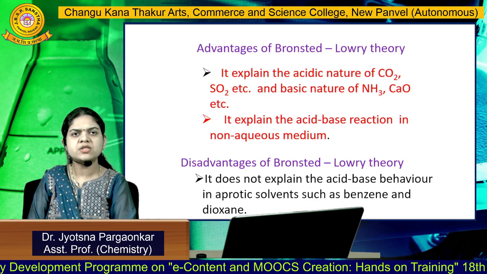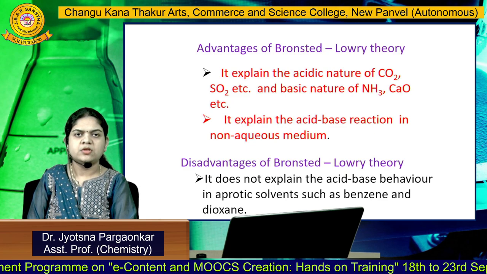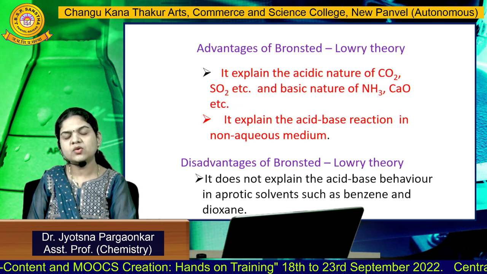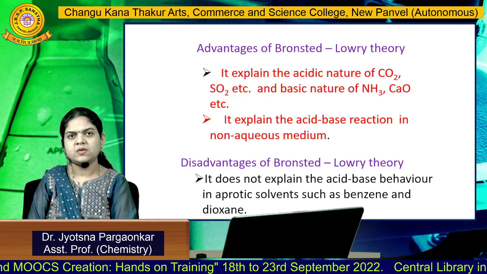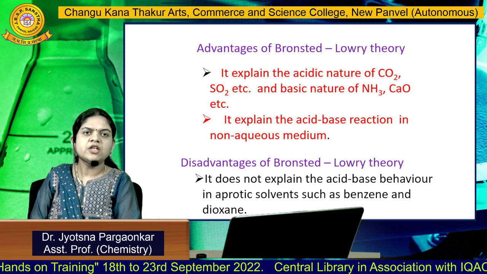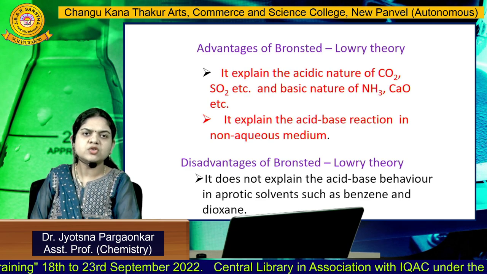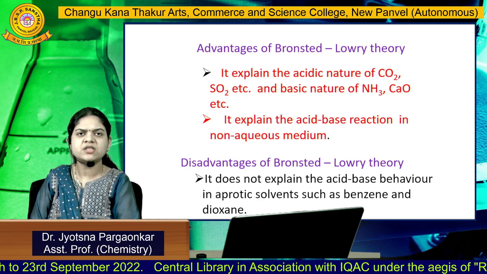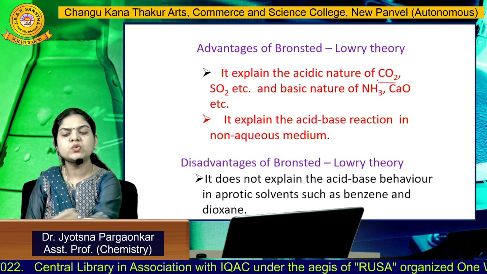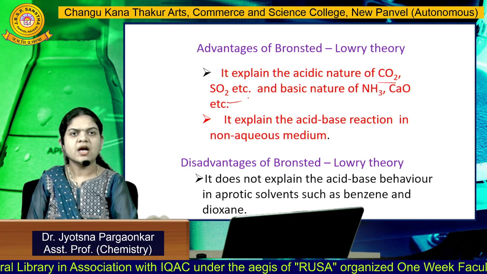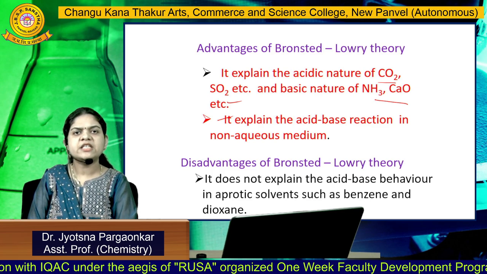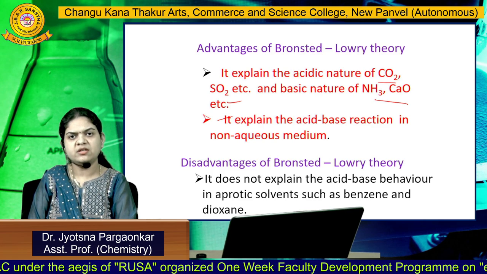Advantages of the Lowry Bronsted theory. The Arrhenius theory was fulfilled only for aqueous solutions, but the Bronsted and Lowry theory explains for all solvents, meaning even if the solvent is non-aqueous, it is still workable. Again, CO2 and SO2 are acidic in nature, and ammonia and calcium oxide are basic in nature. These are explained very well by the Bronsted Lowry theory.